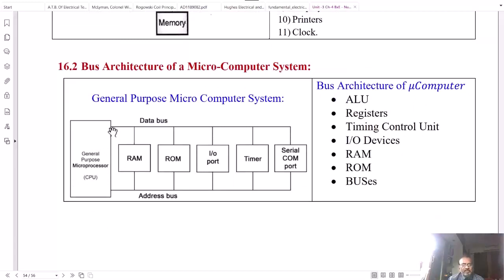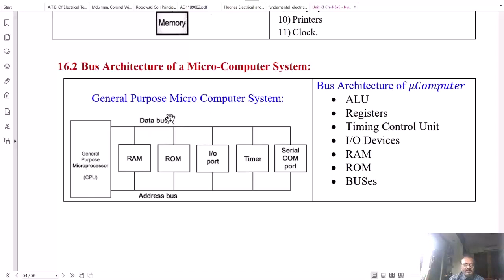The microcomputer central processing unit is connected to RAM, ROM, I/O ports, timers and the serial communication port via various electrical connections. These various blocks like RAM, ROM, I/O ports, timers and serial ports are also called system peripherals. The system peripherals are connected by copper electrical connections with various wires. Those are called buses.